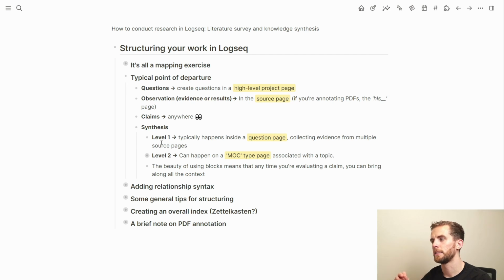Now, a point to remember here is that when you're using blocks, the beauty is that you can always click into that block if it's referenced particularly and go and see the context of where you're finding that from. So you never lose that context in this stage of creating those links. And that's really, really useful when you are working in Logseq.